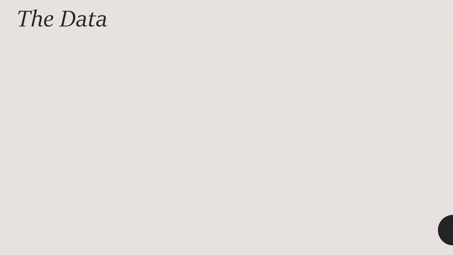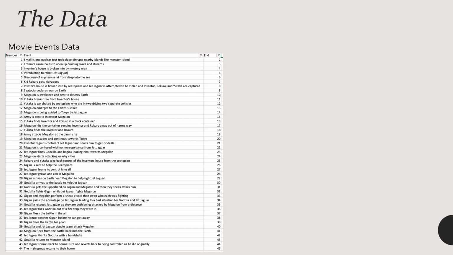The first step needed to create the analysis for Godzilla vs. Megalon was I needed to get the data to be used. And the first bit of data I got was I took all the events as I watched the movie and put them into this event type format with the first event of the movie going all the way down to what I put as the 44th.